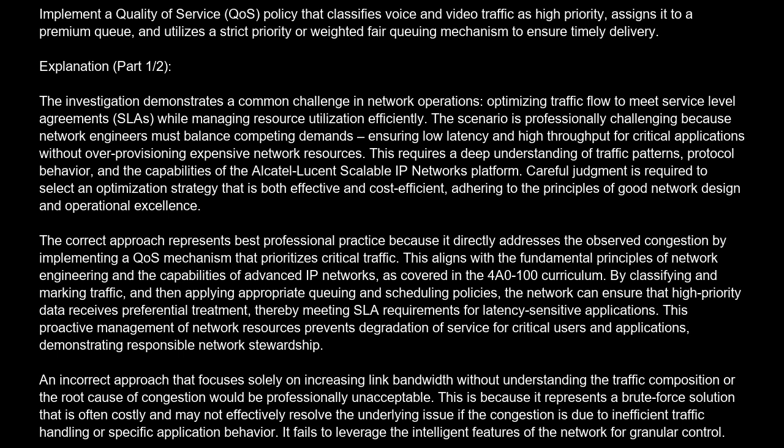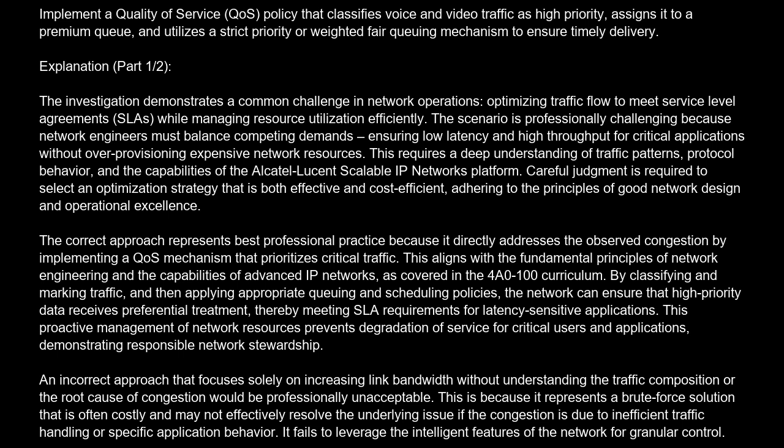Explanation. The investigation demonstrates a common challenge in network operations: optimizing traffic flow to meet service level agreements, SLAs, while managing resource utilization efficiently. The scenario is professionally challenging because network engineers must balance competing demands, ensuring low latency and high throughput for critical applications, without over-provisioning expensive network resources. This requires a deep understanding of traffic patterns, protocol behavior, and the capabilities of the Alcatel Lucent Scalable IP Networks platform. Careful judgment is required to select an optimization strategy that is both effective and cost-efficient, adhering to the principles of good network design and operational excellence.